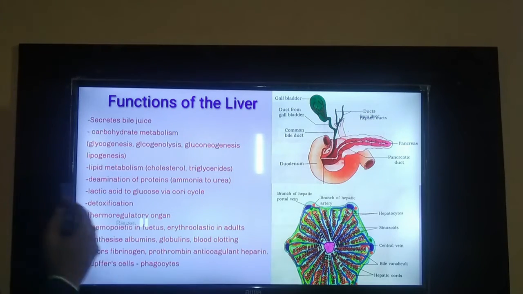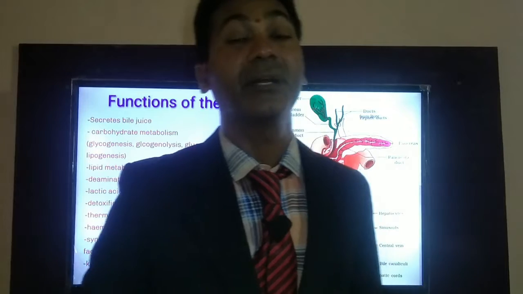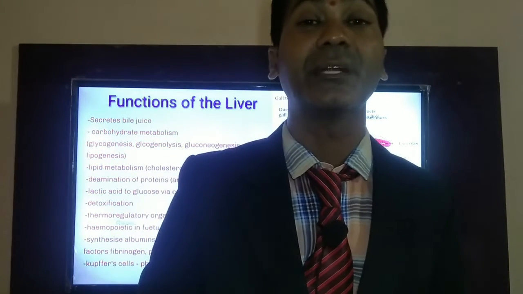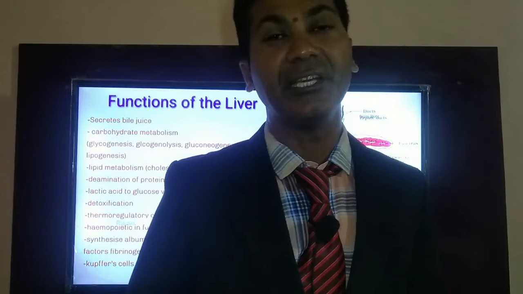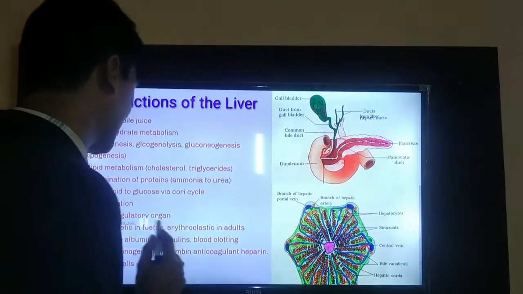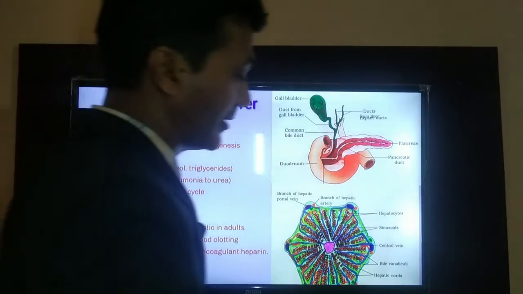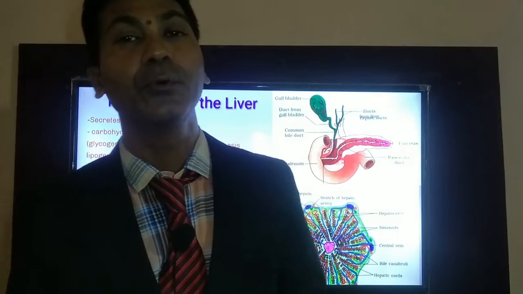And thermoregulation organ, this is very, very important. Our body temperature is of course maintained by the muscles, and apart from muscles, the liver also helps because it has abundant glycogen. Whenever we require heat, glycogen is broken down into glucose in order to form the heat. So they maintain the temperature in our body. So it is a thermoregulatory organ.